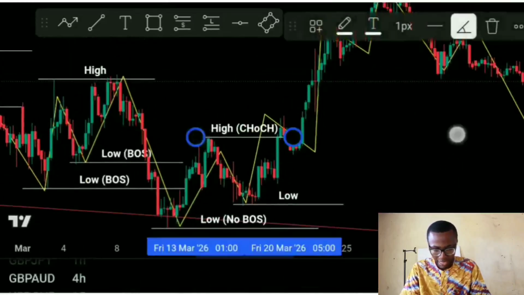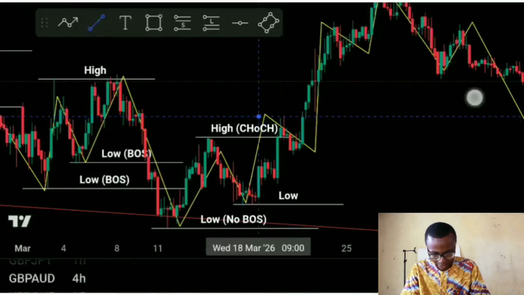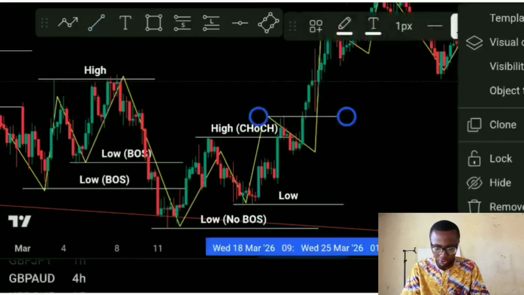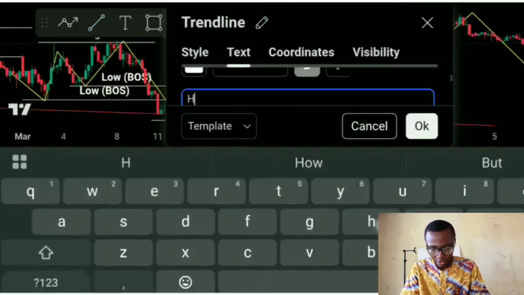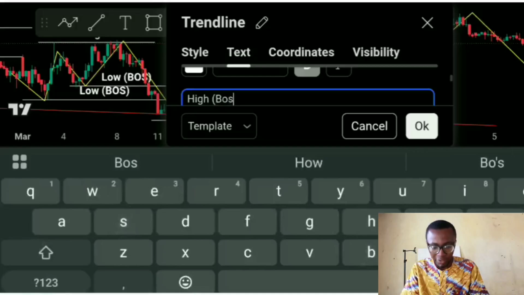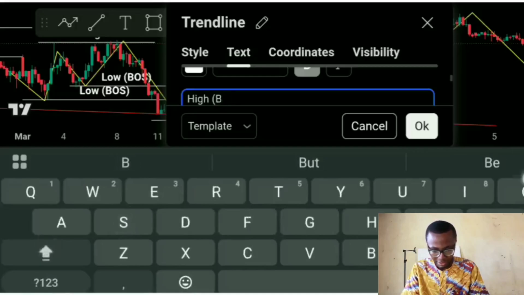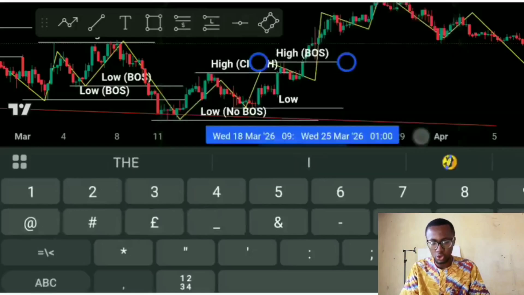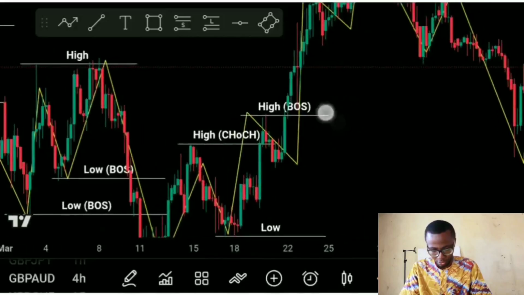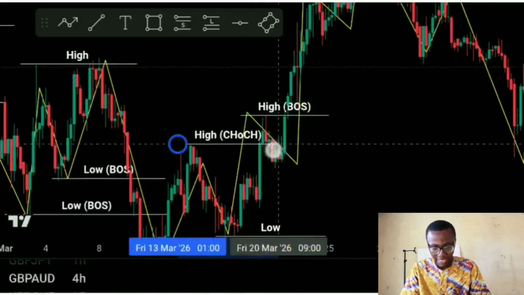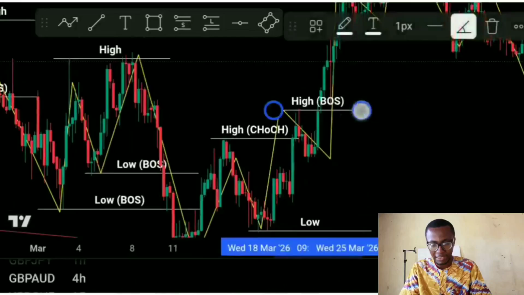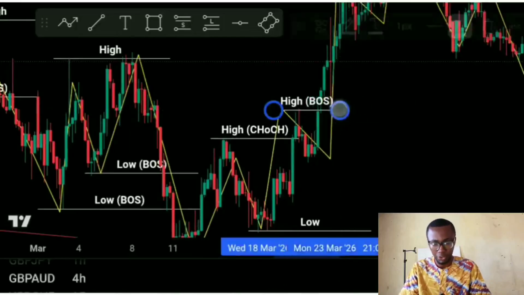Now look at this high here, at this particular point. This is a high, and this high is what? Break of structure. So it's no longer a downtrend, it's now an uptrend. So the high is now a break of structure. Whenever you experience change of character, you will stop calling the low break of structure and start calling the high break of structure, right? So whenever you experience change of character in the high, the low stops being a break of structure, while the high starts being a break of structure.